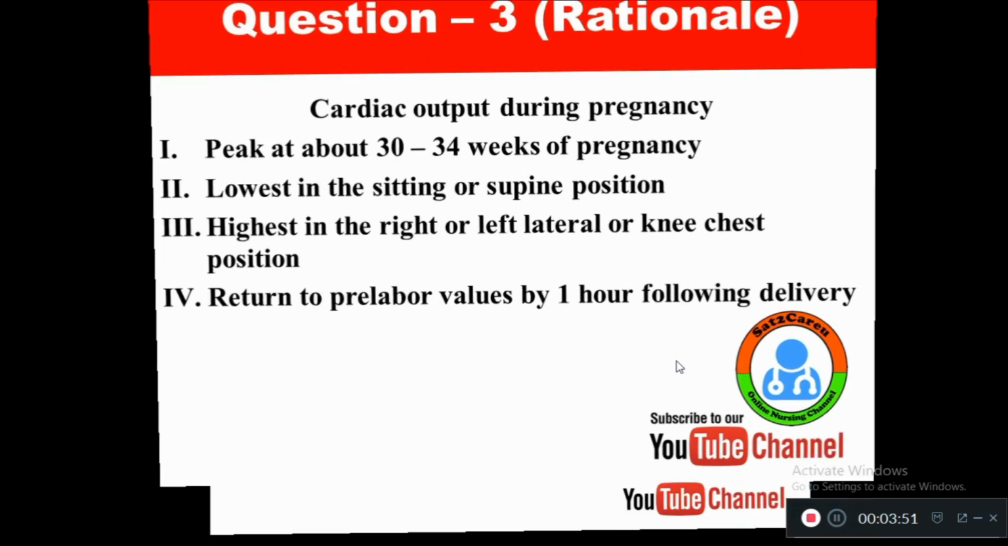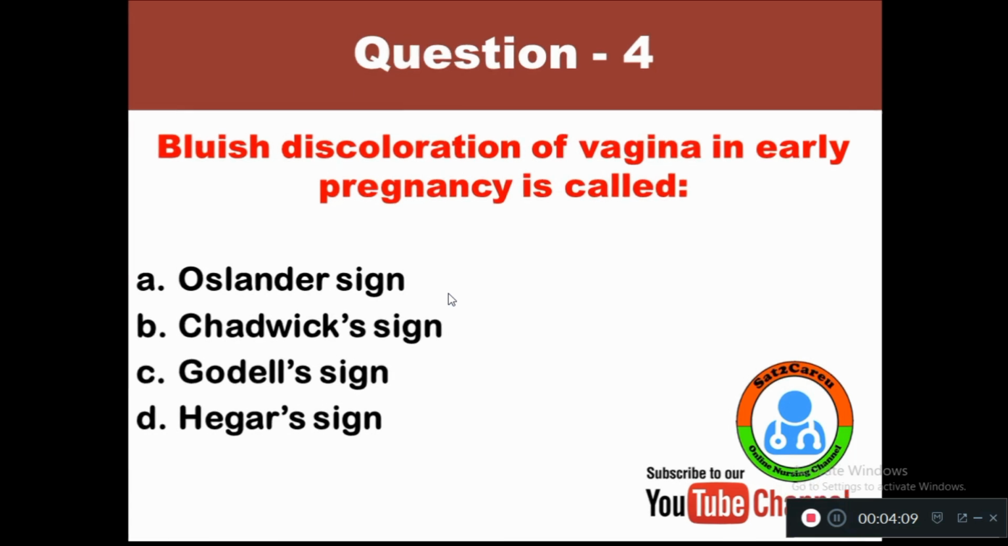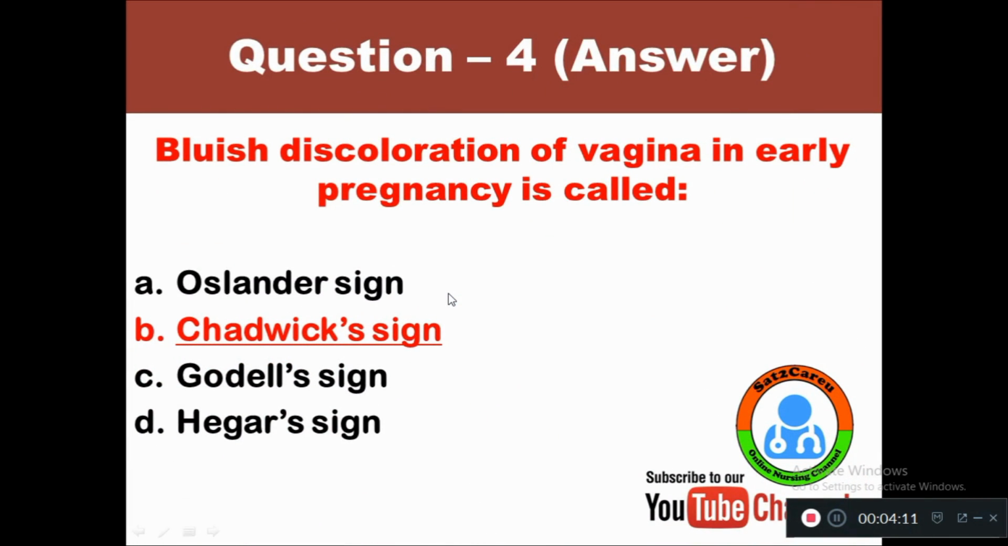Question number 4. Bluish discoloration of the vagina in early pregnancy is called: option A, Osiander's sign; B, Chadwick's sign; C, Goodell's sign; and D, Hegar's sign. Bluish discoloration of the vagina in early pregnancy is called Chadwick's sign, option B.